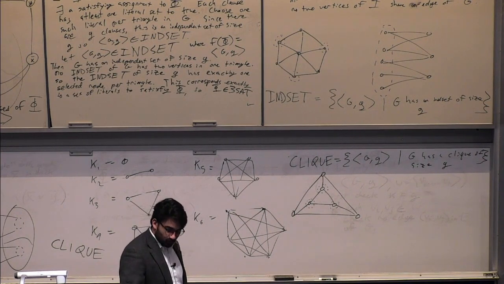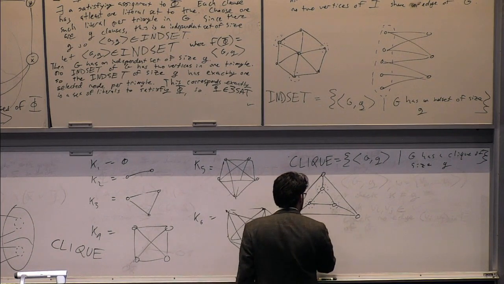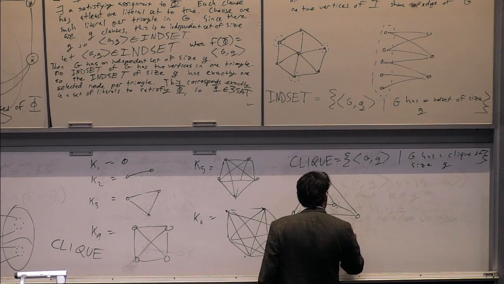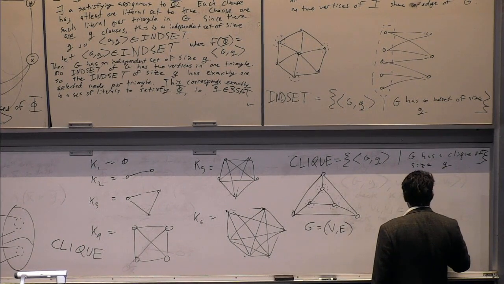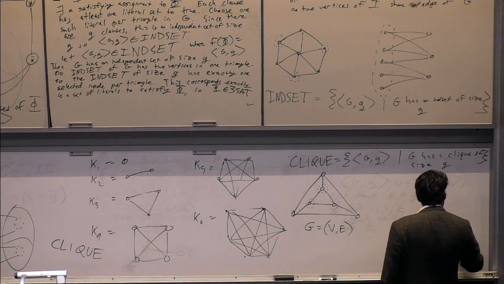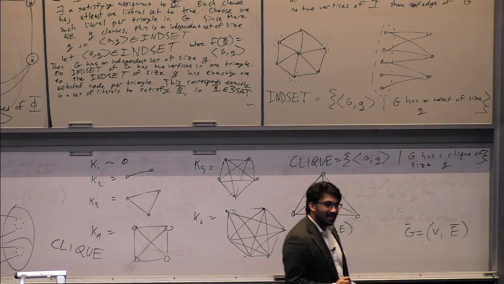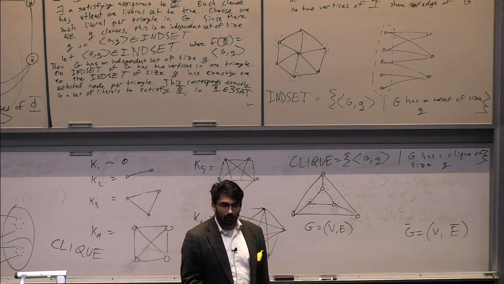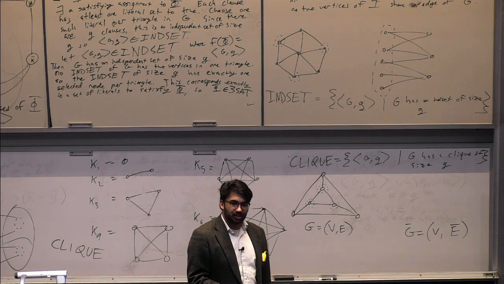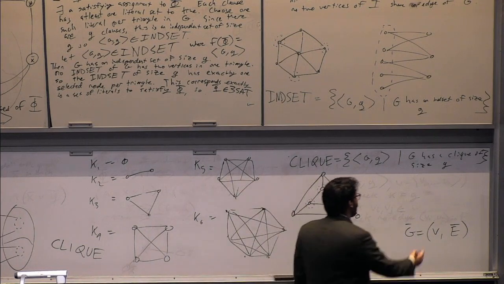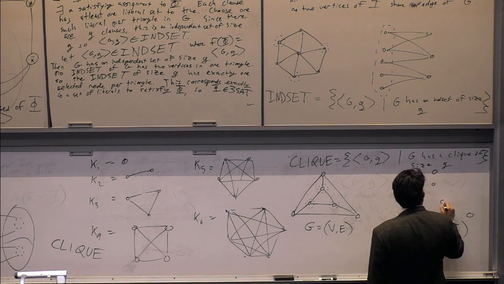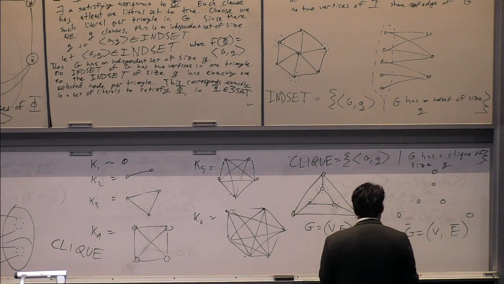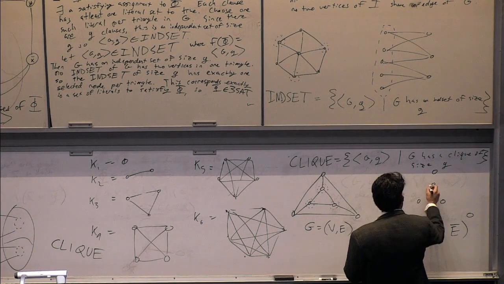The graph complement we'll define as follows. The graph is the vertices and the edges. We'll define the graph complement to be the complement of the set of edges. So we'll say V and then E complement. For every edge that is in G, there is not an edge in the graph complement. And for every non-edge in G, there is an edge in the graph complement. So if I were to draw this, I'll put the same vertices there. And then for every edge that's there, I won't draw an edge. And then for every edge that isn't there, I'll draw an edge.